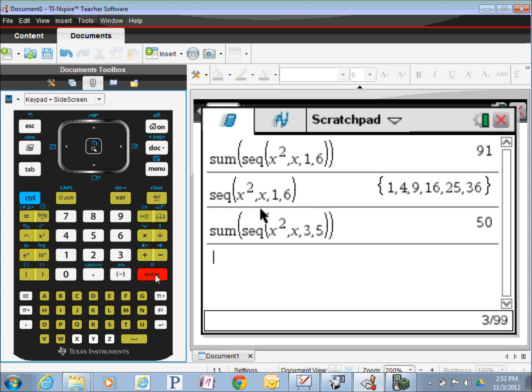And there's my 50. If you did just a sequence, you'll notice what I have up here above on the page. If you did just a sequence, what it would do is it would actually show you what the numbers were that you added together. So there it is on the Inspire. What if we did the exact same thing on the 84?